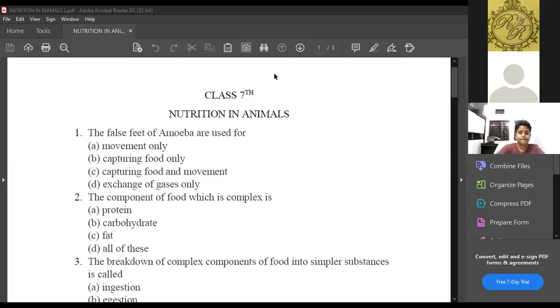Yes, sir. Sir, capturing food and movement. No. What is the false feet of amoeba? What is the name of false feet of amoeba? Pseudopodia. Who gave this answer?